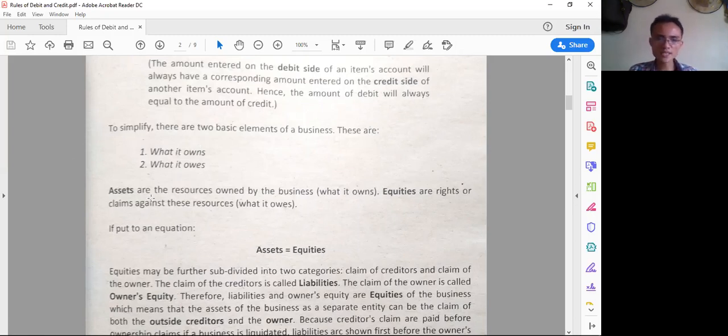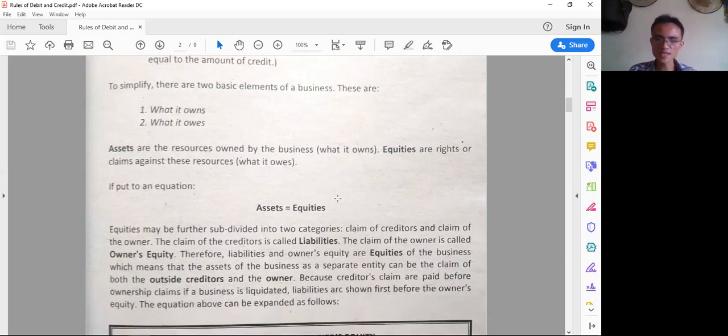Going back, assets are resources owned by the business. Assets are on the left, what it owns, and on the right are the equities. The equities could be the liabilities and the equity. Liabilities are financial obligations of the business, the claims of the creditors. And there's also another equity, which is the owner's equity.